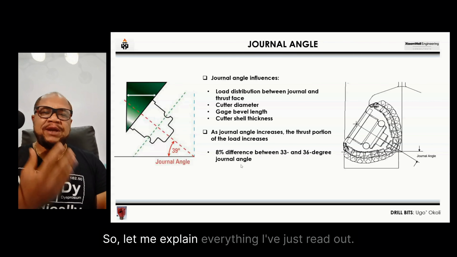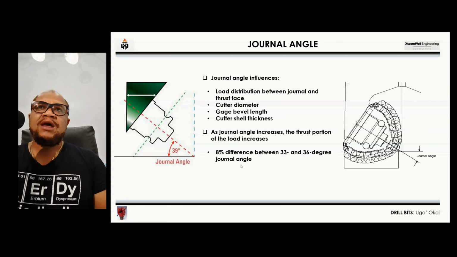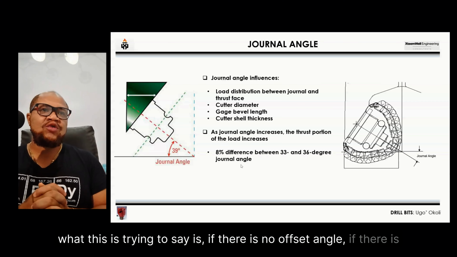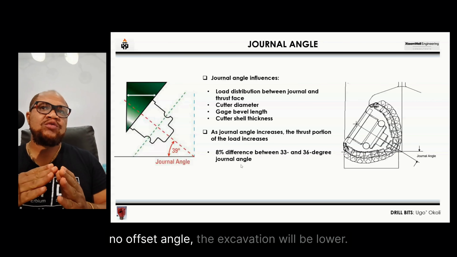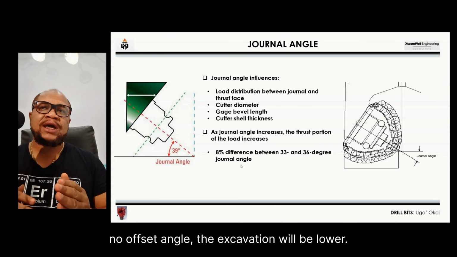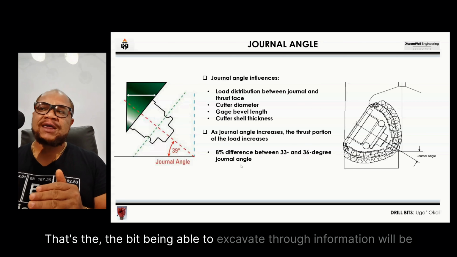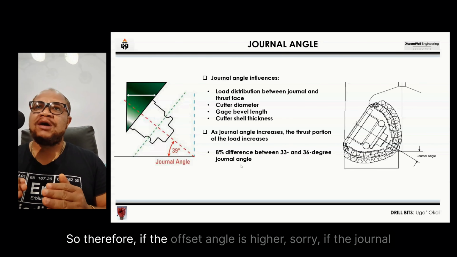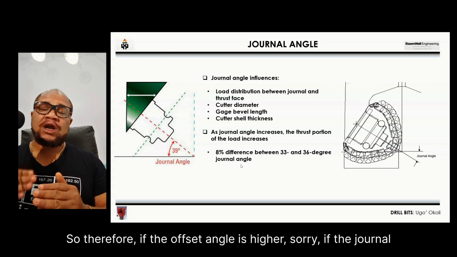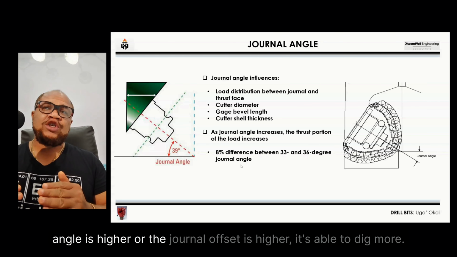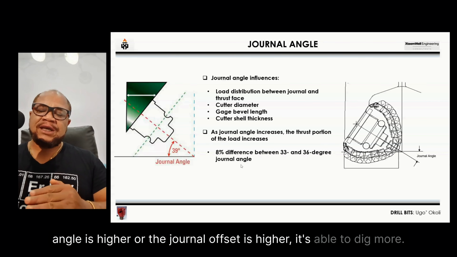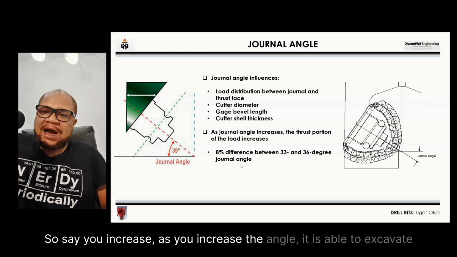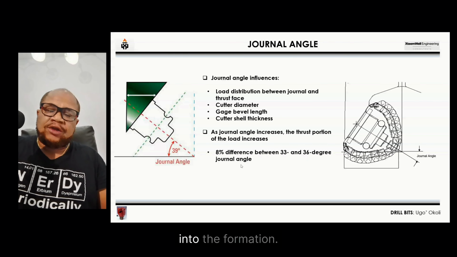So let me explain everything I've just read out. What this is trying to say is if there is no offset angle, the excavation will be lower. That's the bit being able to excavate through a formation will be lower. So therefore, if the journal angle is higher, or the journal offset is higher, it's able to dig more. So say you increase the angle, it's able to excavate into the formation.